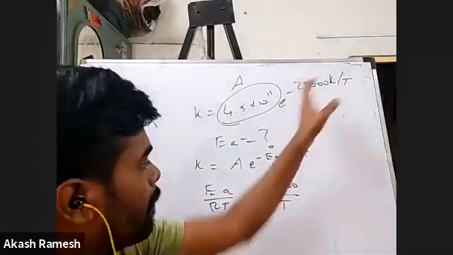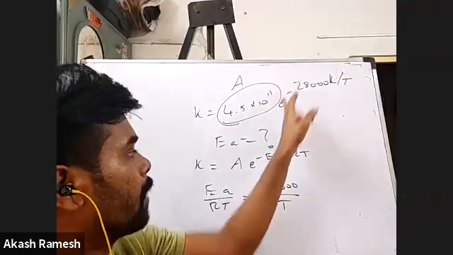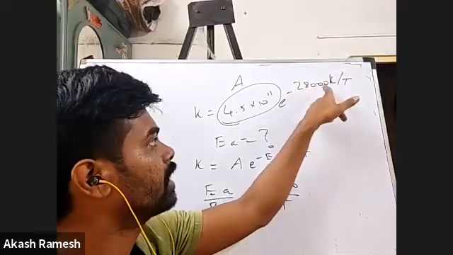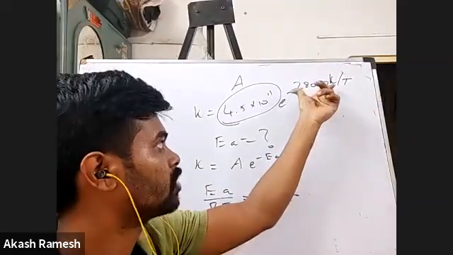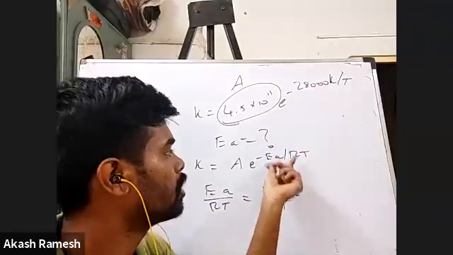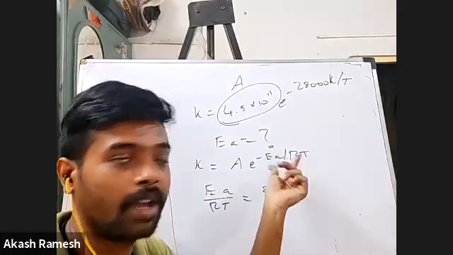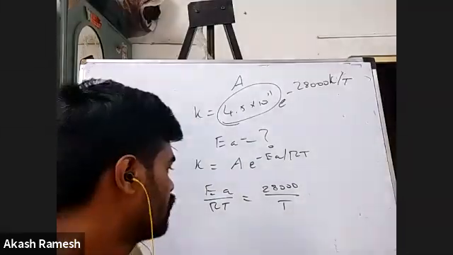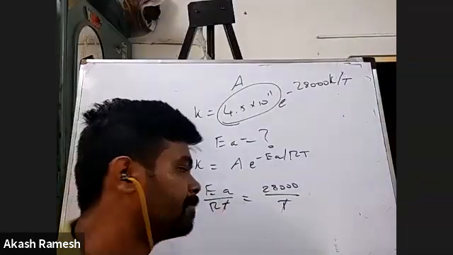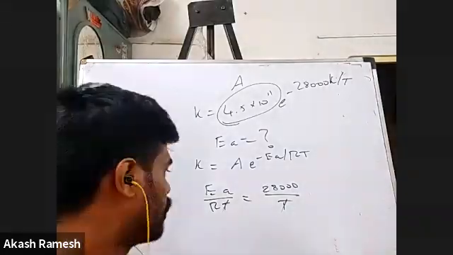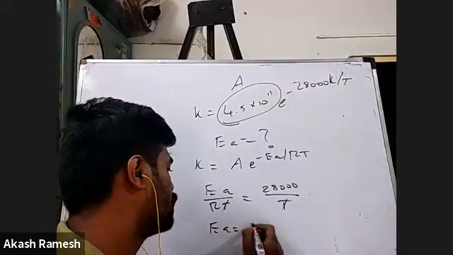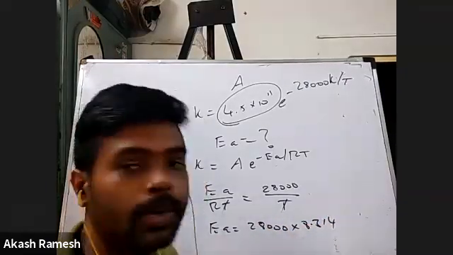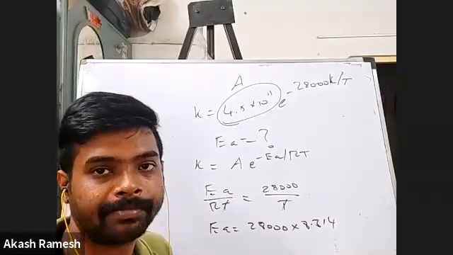Can I write it like this? I'm just comparing the equations, this equation and this equation. So I know A will be this, and e power minus 28,000 divided by T is there. So minus Ea by RT is equal to minus 28,000 divided by T. Correct? So I can easily cancel T and T. So what will be the Ea value? Ea value will be 28,000 into 8.314 would have been the answer.